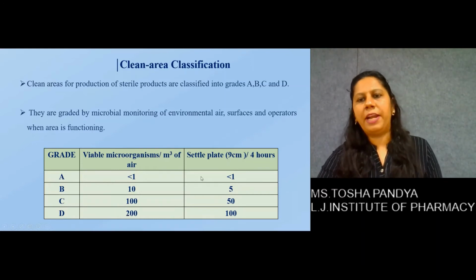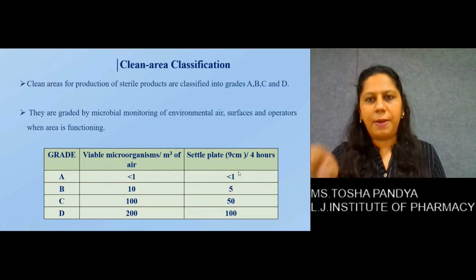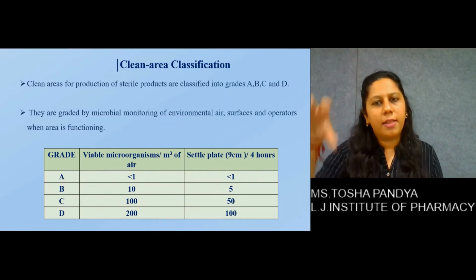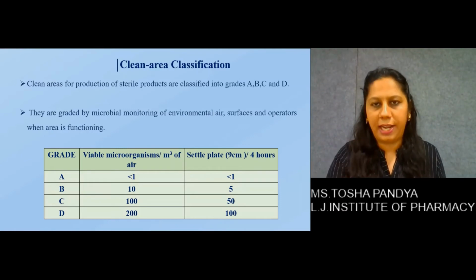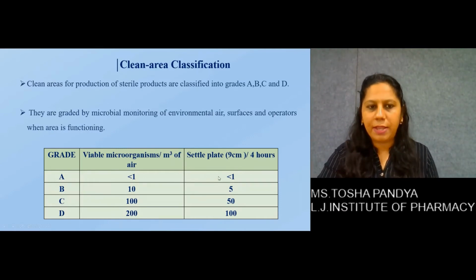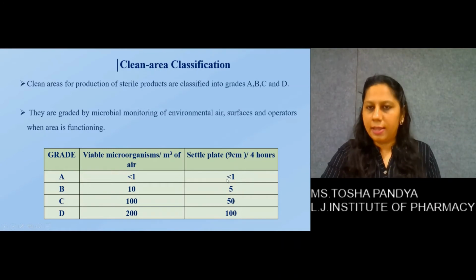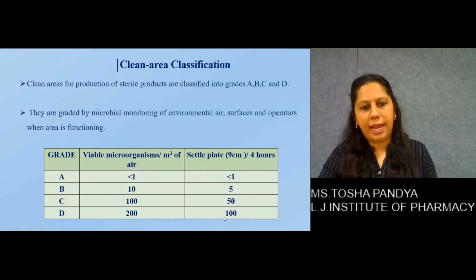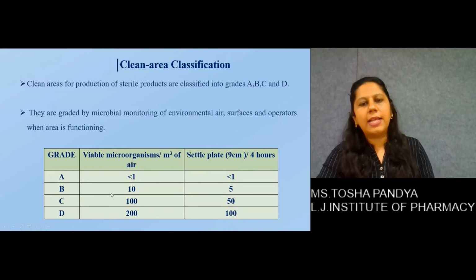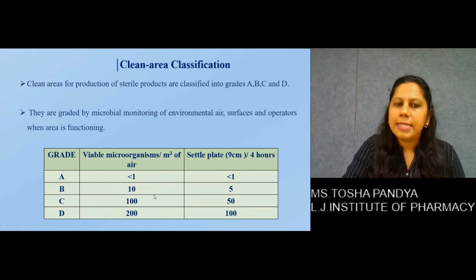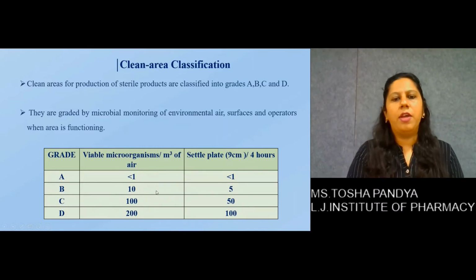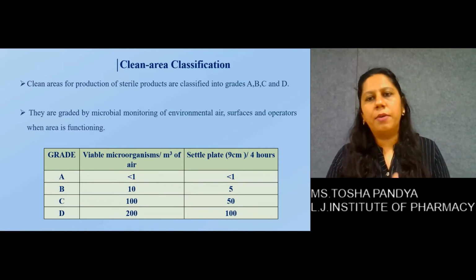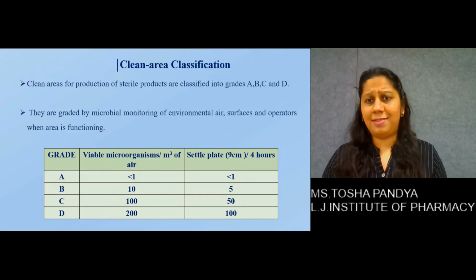The settle plate method, that is the settle plate of 9 centimeter plates per 4 hours. You keep the plates in that area and then the counting of microorganisms is done on those plates. So here also you have the settle plate method for A, B, C and D. Grade A has less than 1, grade B 5, grade C 50 and grade D 100. Normally in the aseptic area you have grade C conditions, that is you have not more than 100 microorganisms per meter cube of air. That is counted as standard.